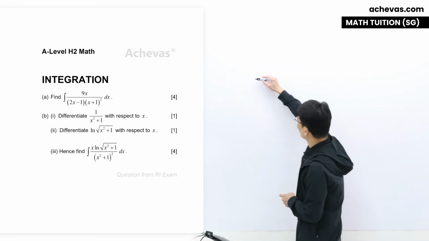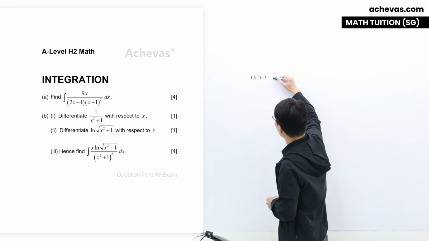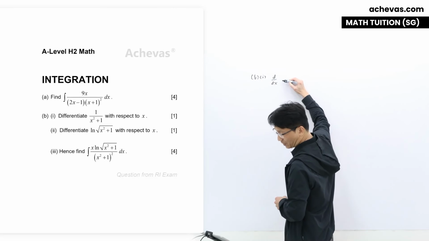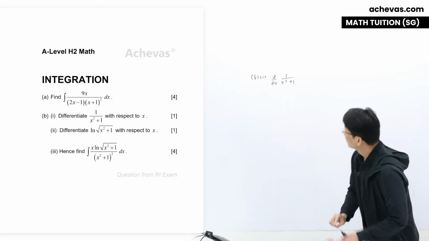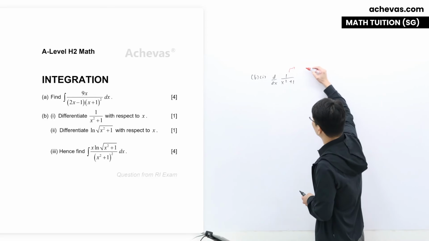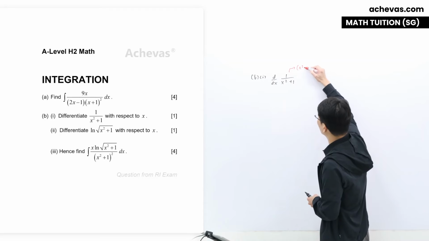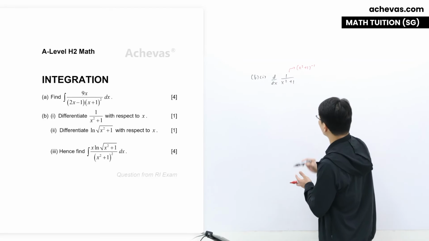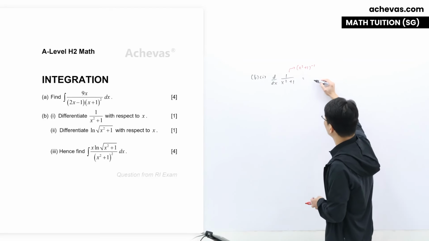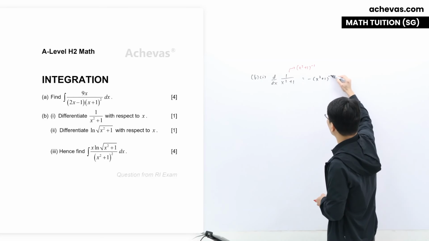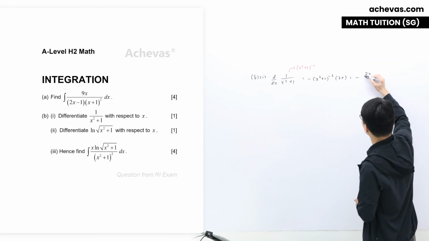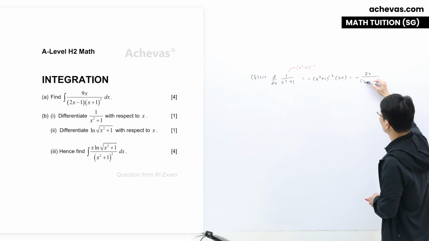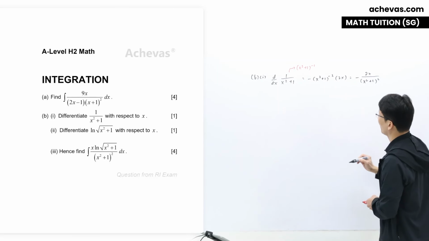So for part B, part 1, we are asked to do a differentiation of 1 over x squared plus 1. I think this is an easy expression to differentiate. I can just rewrite this into this form for my easy reference. So by doing a differentiation of this, I will end up with minus (x squared plus 1) to the power minus 2 times 2x. Simplifying this result, we have minus 2x over (x squared plus 1) squared.